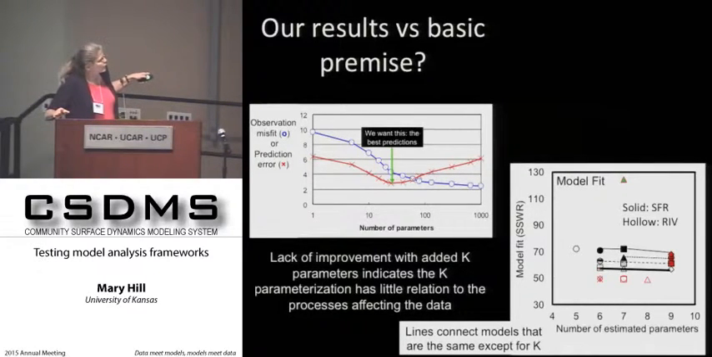And then if we go from top to bottom here, the ones that are filled are the ones with the streamflow routing package, and the ones that are open are the ones with the river package. So we see that the river package in calibration phase is actually doing that a little better. And the fact that these are so flat when really we don't have that many parameters suggests that the lack of improvement with added hydraulic conductivity parameters indicates that the hydraulic conductivity parameterization based on that geologic reasoning has little relation to the processes, because if it did, this should be getting better.